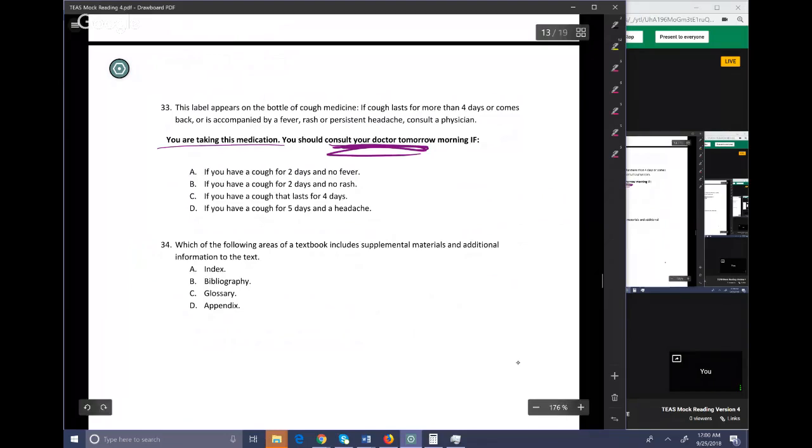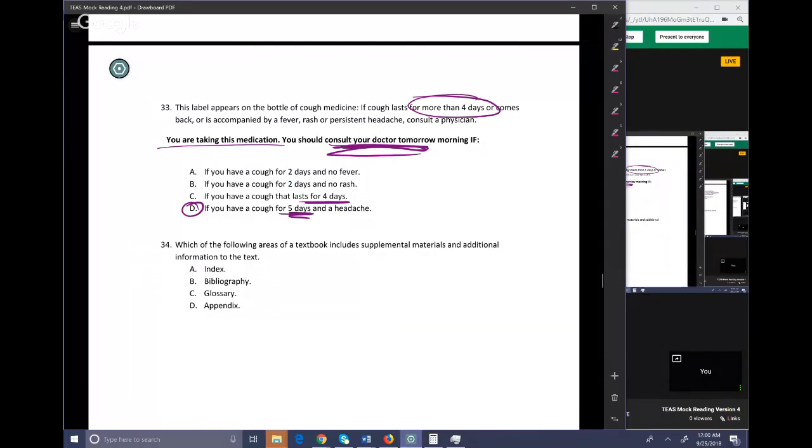If you have a cough for 5 days and a headache, because every other one of these fits the normal situation. So if you have a cough that lasts 4 days, that's okay because it says more than. So if you go past 4 days, that's bad, which is why 5 days is bad. All the others are well within what's appropriate for the medication.